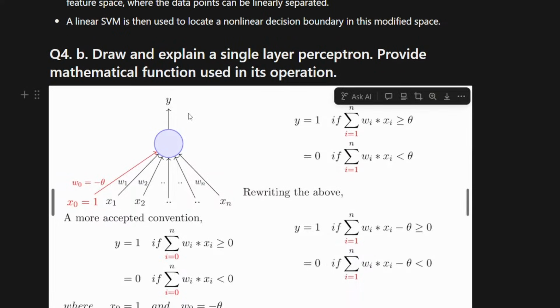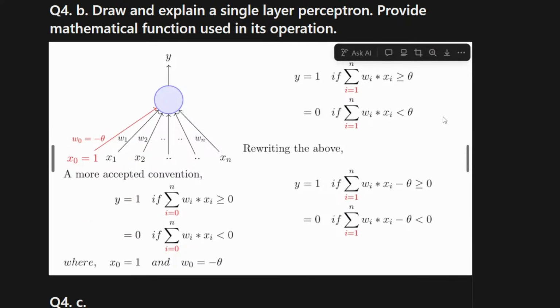Next question. Draw and explain a single layer perceptron and provide the mathematical function used in its operation. This was directly taken from your PDF that was present in your material. It is enough if you just directly draw this neuron. So this is a single layer perceptron, right? And provide the mathematical functions. These are the mathematical functions written here.